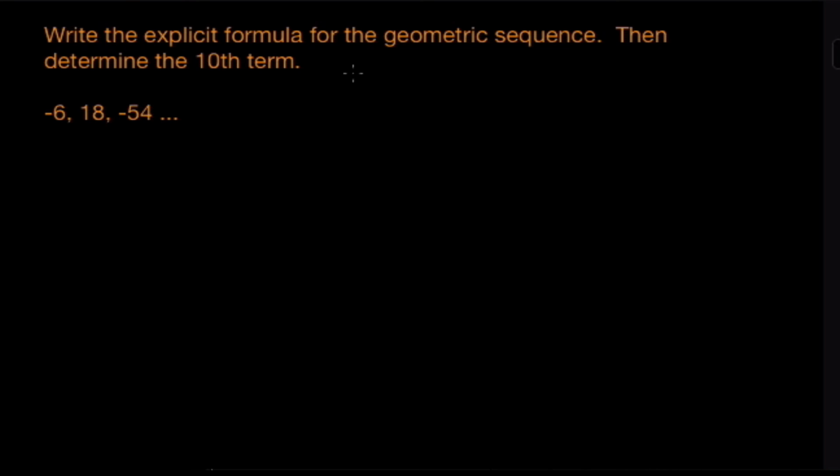Okay, so let's start with our explicit formula, or the general formula for an arithmetic sequence. This procedure should be fairly familiar to you by now. All right, so our first goal is to find the first term of the sequence, and that's always easy when you're given the first few terms of the sequence. So our first term is -6.